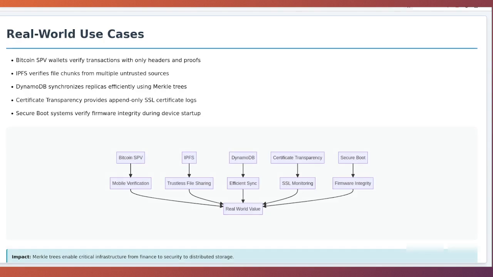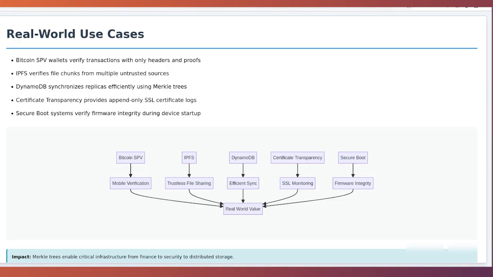Real-world use cases. Let us examine concrete real-world scenarios where Merkle trees solve practical problems. These examples demonstrate why the theoretical benefits translate to actual value in deployed systems. In Bitcoin's SPV wallets, mobile users can verify transactions without downloading gigabytes of blockchain data.